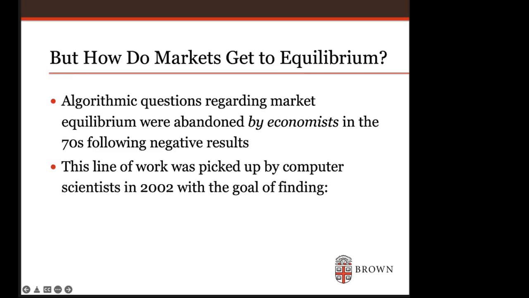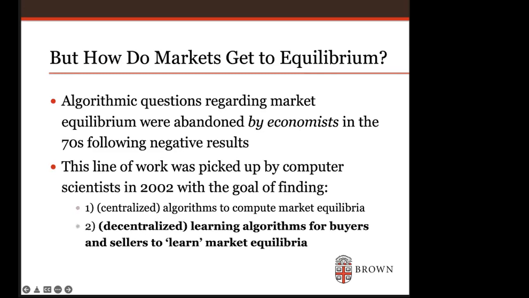The goal of their research was to find, one, centralized algorithms to compute market equilibria, and two, multi-agent learning algorithms, or just decentralized learning algorithms, for agents in markets to actually get into an equilibrium. This one is more of a behavioral question: how can agents in the market learn the equilibrium together?